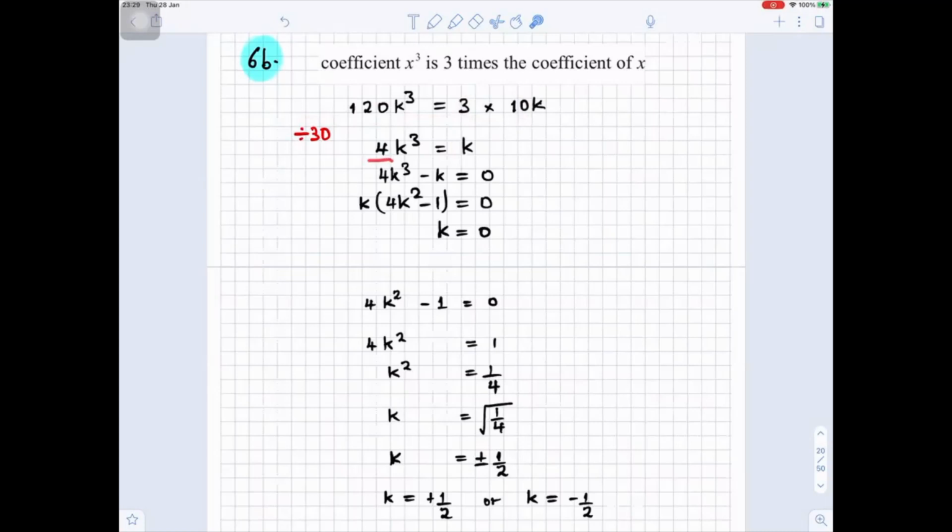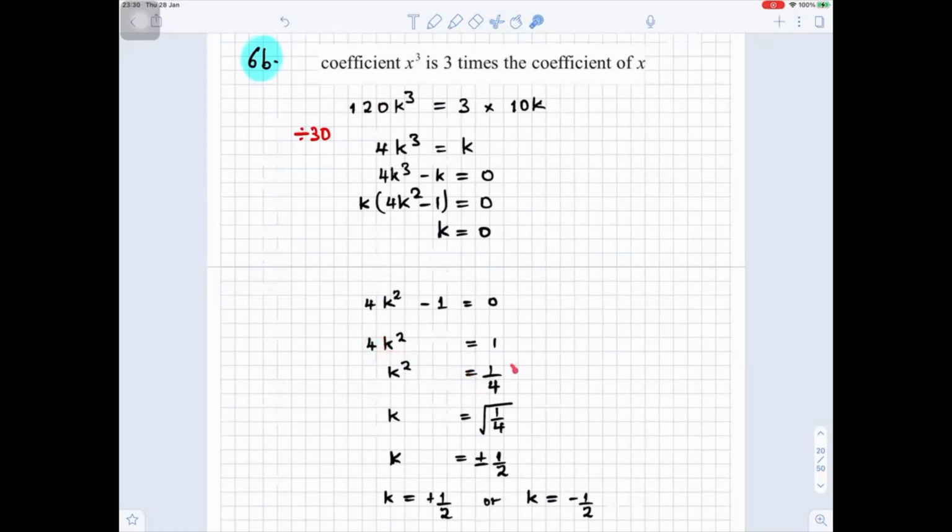So 4k cubed equals k. So 4k cubed minus k equals 0. You bring k to the left, it becomes minus. You factorize: k comes out, k times (4k squared minus 1) equals 0. So either k is equal to 0 or 4k squared minus 1 equals 0. 4k squared, you take minus 1 to the right, it becomes plus 1. The 4 goes to the right, it becomes divided by 4.